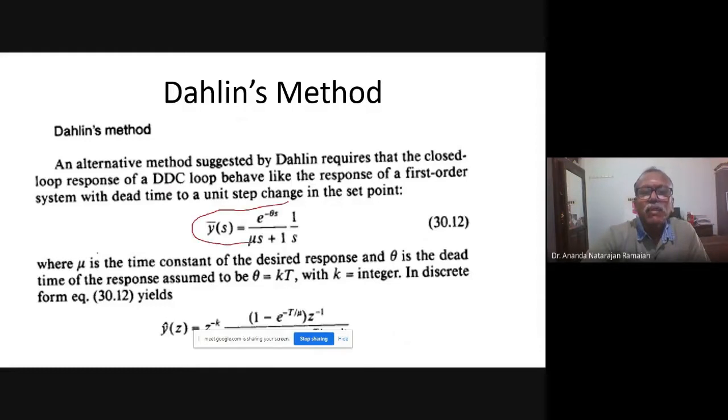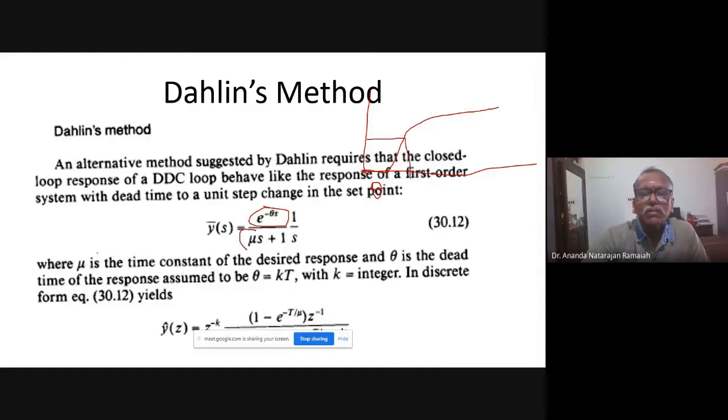Here, the assumption made in Dahlin's controller is that the response is first order with dead time. The dead time is assumed as theta. You can notice that the dead time it has is theta. And the time constant we can select.